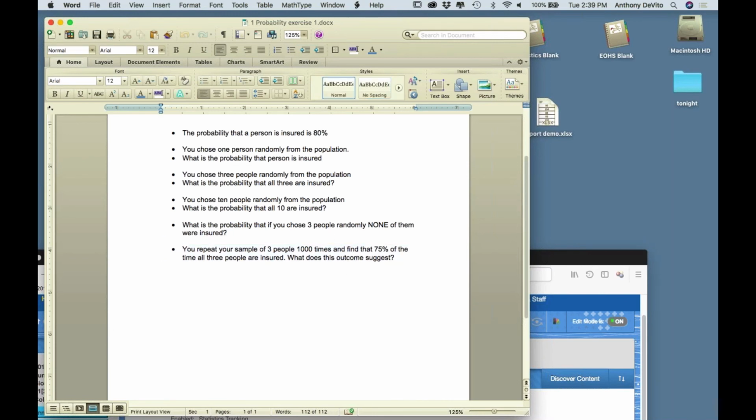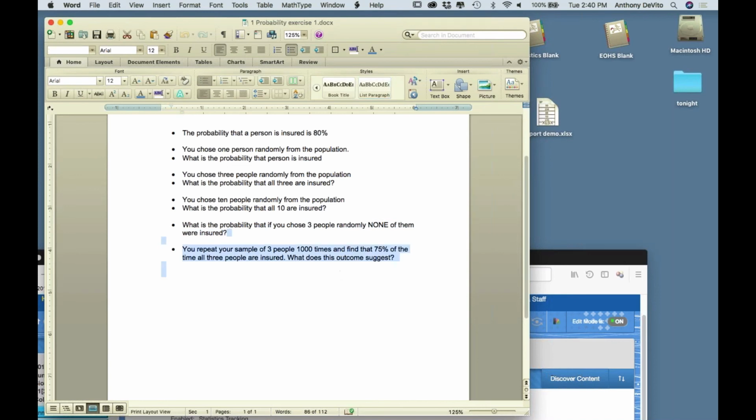Because the probability of being insured is 80%, the probability of any individual not being insured is 20%. They're mutually exclusive. You're either insured or you're not insured. So if 80% is insured, 20% is not insured, right? So it'll be 0.2 times 0.2 times 0.2.